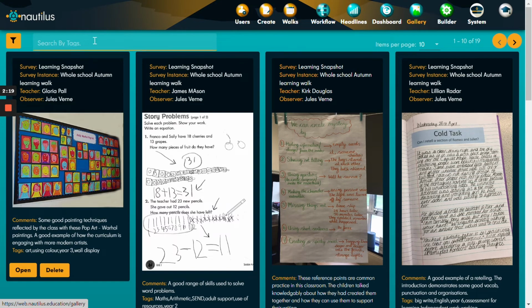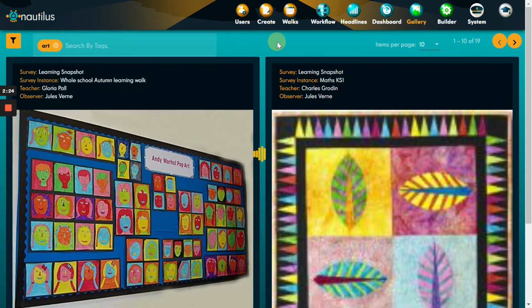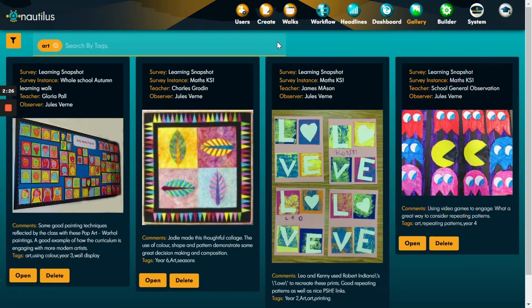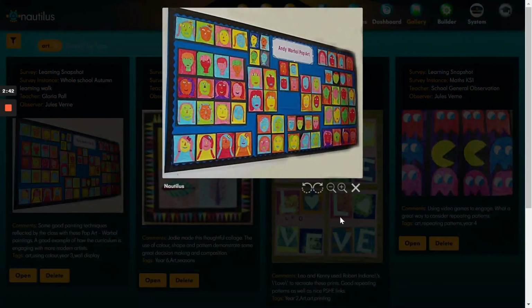Now here we can use the tags as well. So if I want to use the tags that have been added, for my art lead, then I can start to see what the artwork looks like across the school. I could also add more tags for repeating patterns or other aspects of the curriculum, year groups, SEND, etc. You get the idea, and then I can open up each of these and share them so that we can take a little look and consider and discuss what makes this great practice.